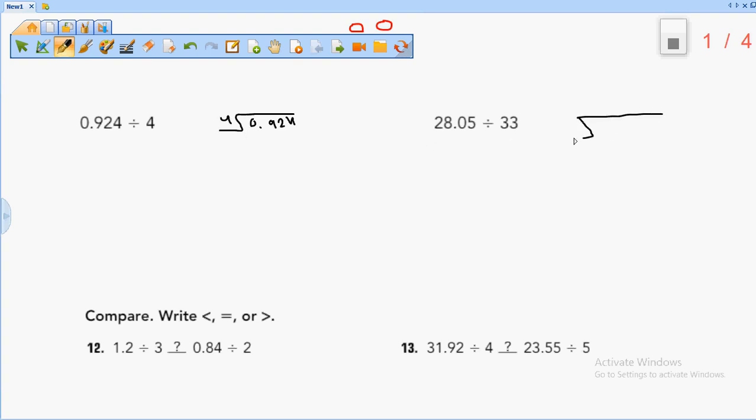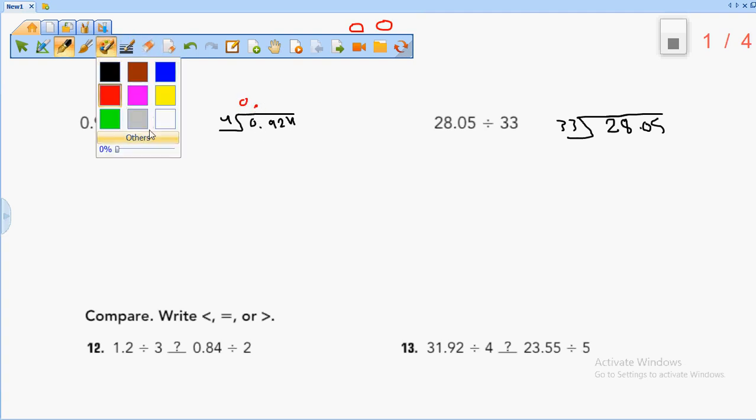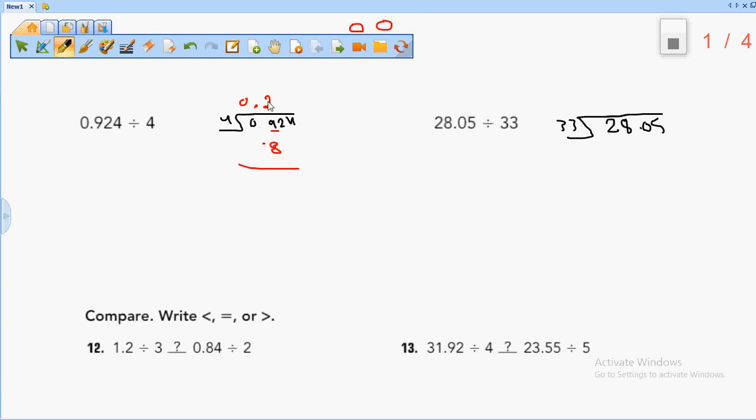And here it's the same, we have to create our long division: 28 and 0 hundredths divided by 33. Look, here we have 2 digits, but here we have only 1 digit, so I will choose another color. 0 divided by 4 is 0. Now the decimal point we have to put it up and we have to hide it from here or cancel it. Now 9 divided by 4, it's 2. 2 times 4 is 8, or how many 4 inside 9? We have only 2 4s inside 9. When I subtract them, I will get 1.